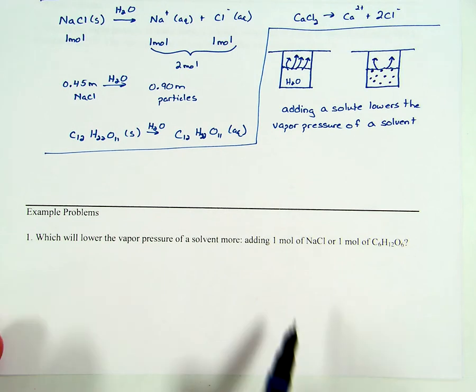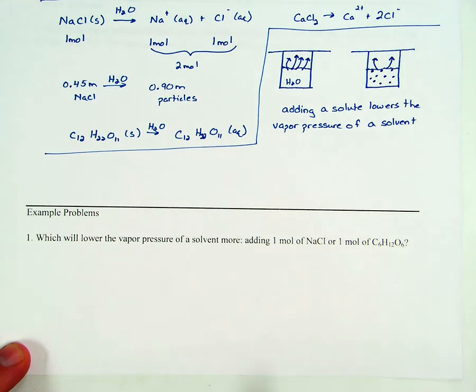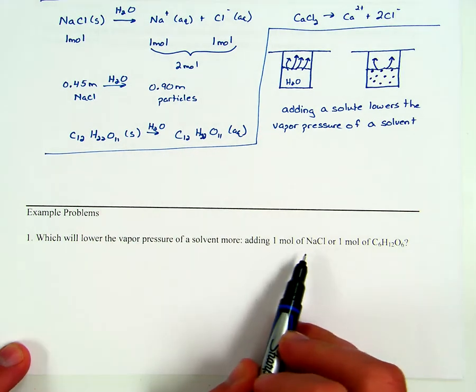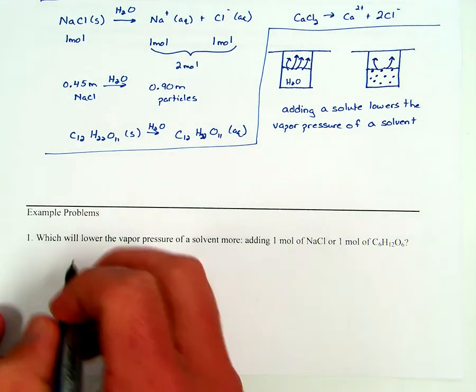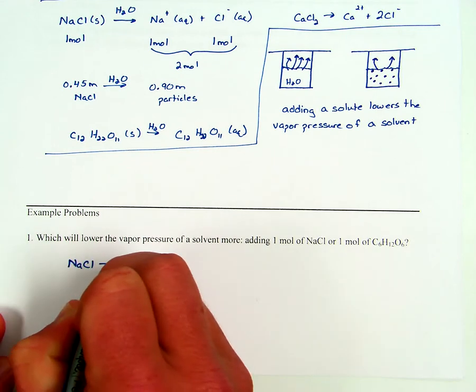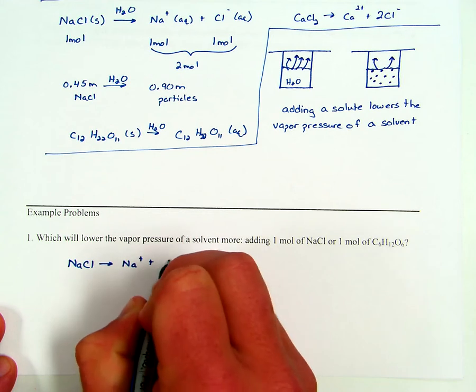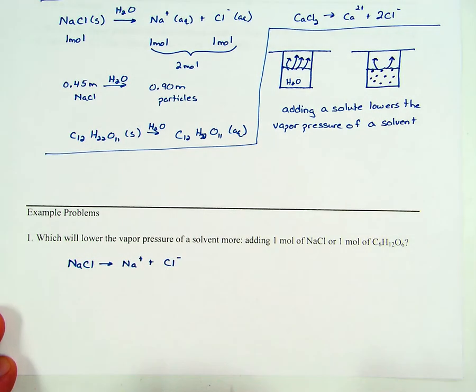However, if you consider what we just learned about the electrolytes, sodium chloride, being an electrolyte, I'm just going to copy that same equation we had down earlier. If I take NaCl and put it into water, I would get a mole of sodium ions and a mole of chloride ions. So this is 2 moles of particles.